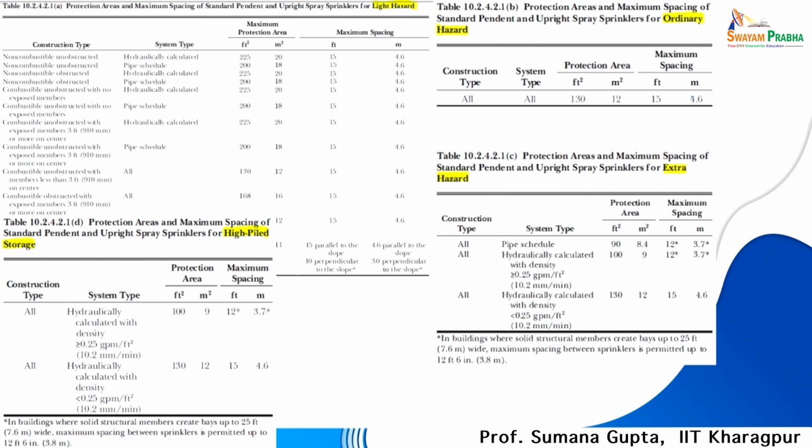In our case, ours is an ordinary hazard, where you can see the protection area is given as 130 and maximum spacing is given as 15 foot. So, if you are given an office space and the dimensions are given, each sprinkler can at max cover 130 feet square and should be at a spacing of 15 feet. From this basic information we can always plan for the sprinkler system.